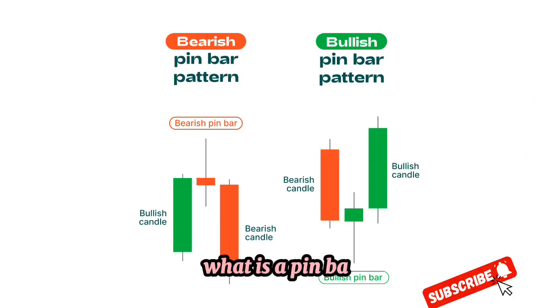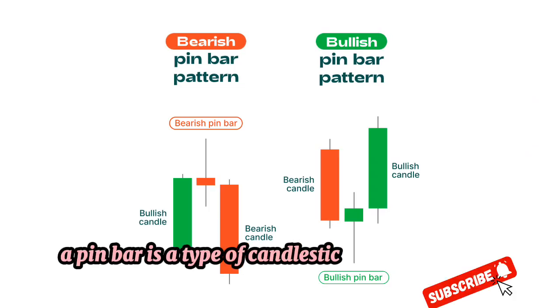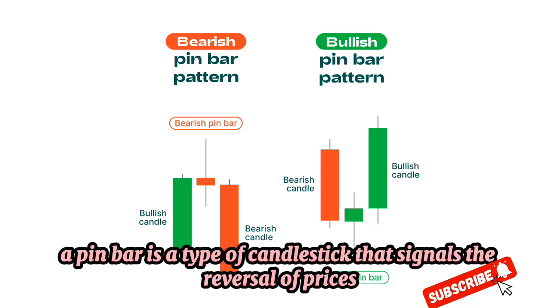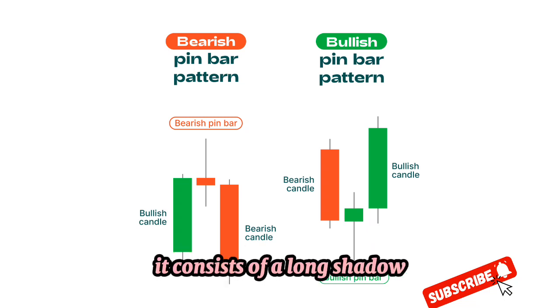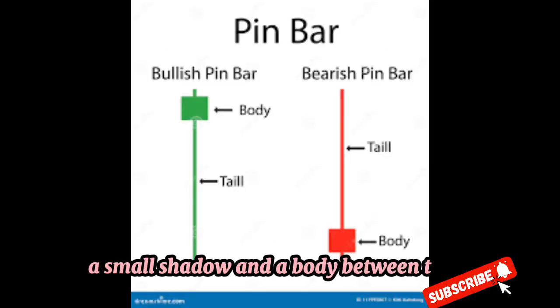What is a pin bar? A pin bar is a type of candlestick that signals the reversal of prices. It consists of a long shadow, a small shadow, and a body between them.